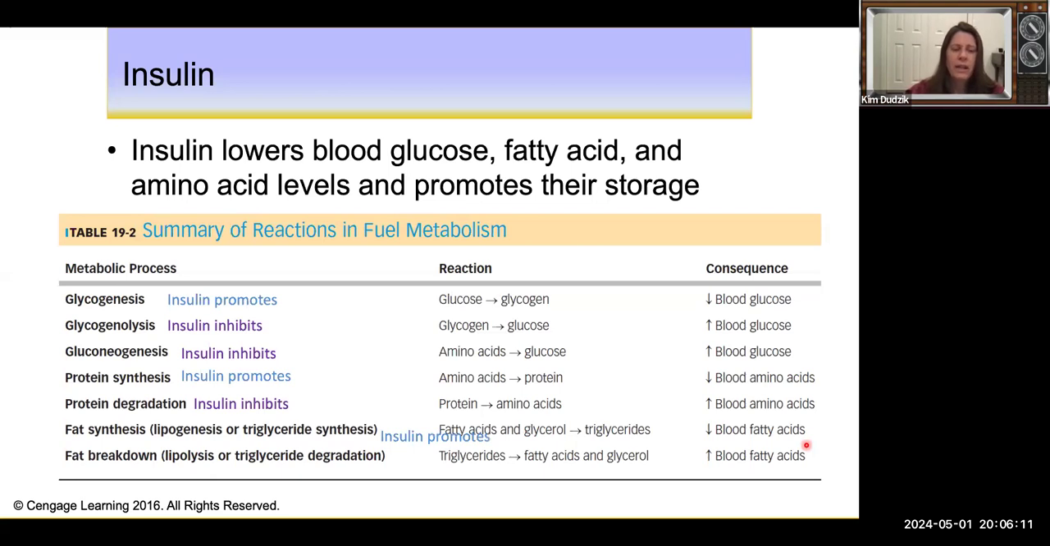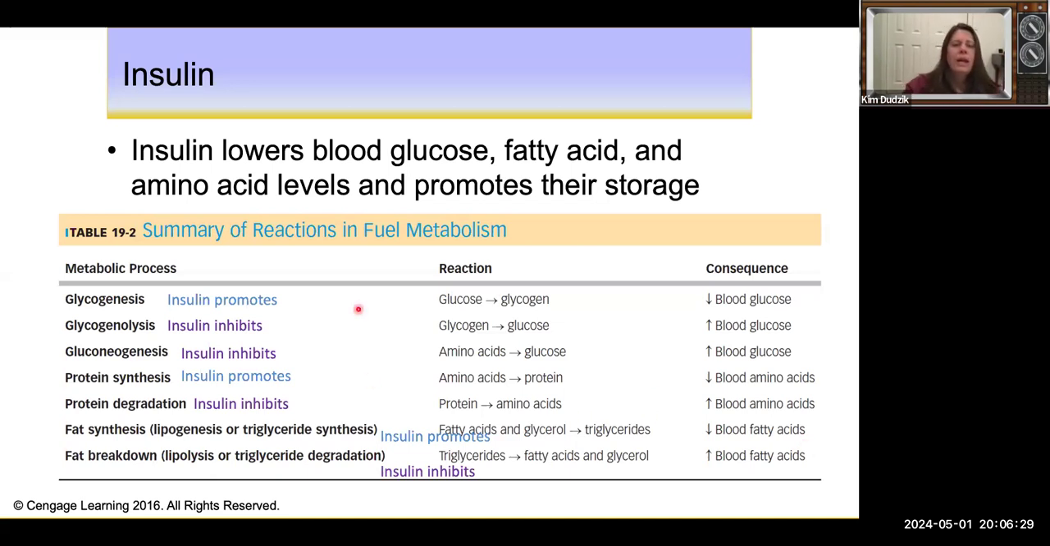Okay. And finally, the opposite is true. If you're going to increase blood fatty acids by breaking triglycerides down into fatty acids and glycerol, then insulin would inhibit that process. Okay. So this is the difference between memorization and learning.